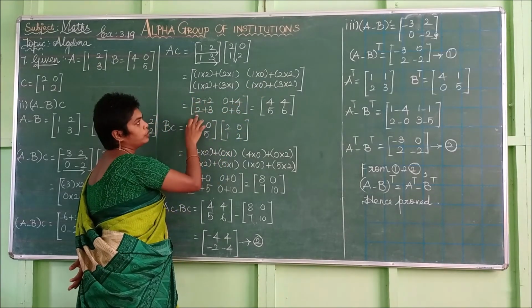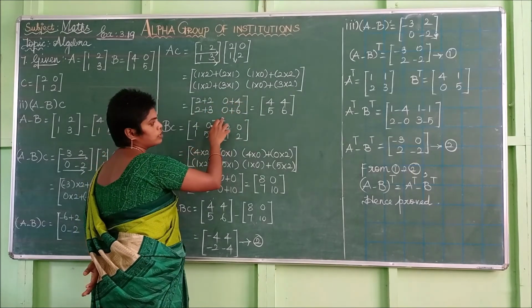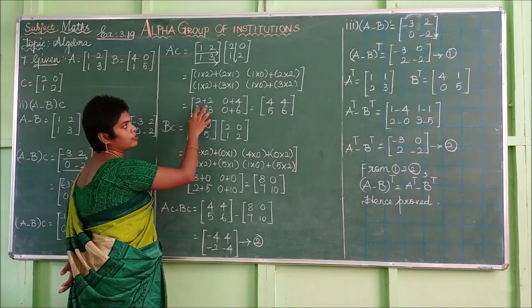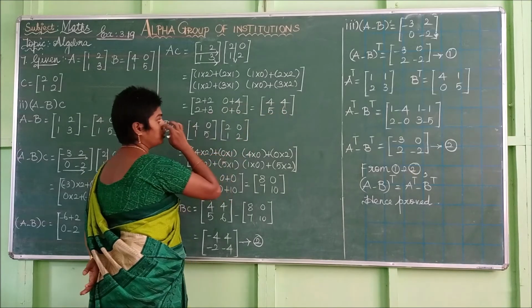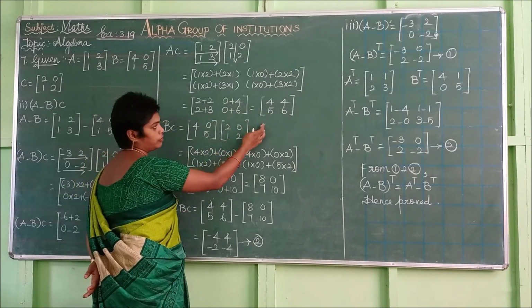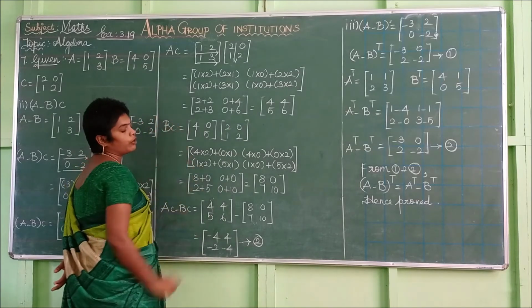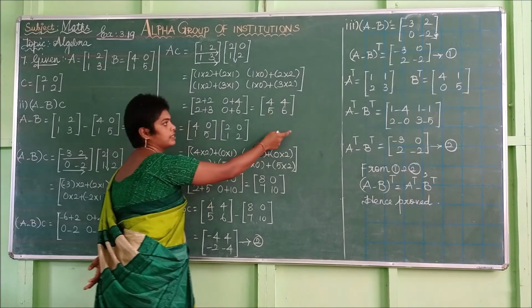Here 1 2s are 2, 3 into 1 is 3. Then 1 into 0 is 0 plus 3 into 2 is 6. Now you can add the values. 2 plus 2 is 4. 0 plus 4 is equal to 4. Then 2 plus 3 which is equal to 5. 0 plus 6 equal to 6. So you find out the value of the AC matrix. The value is 4, 4, 5, 6.